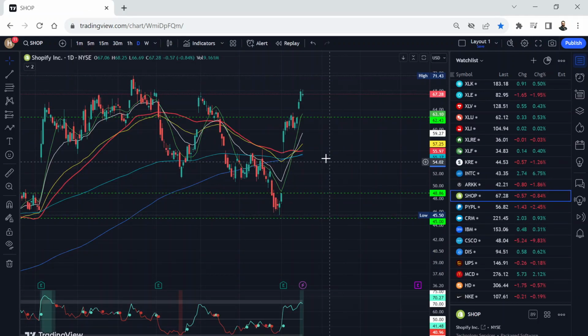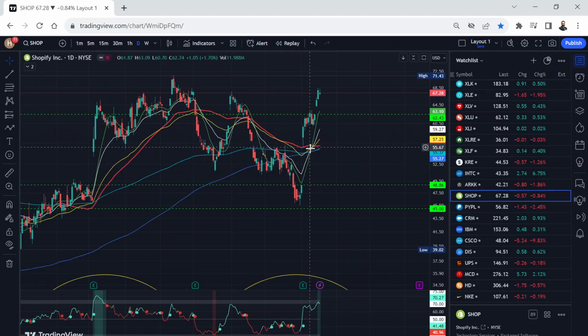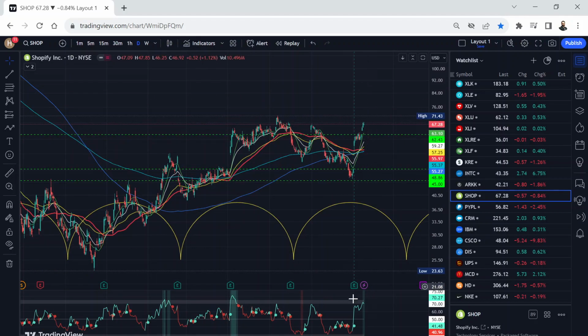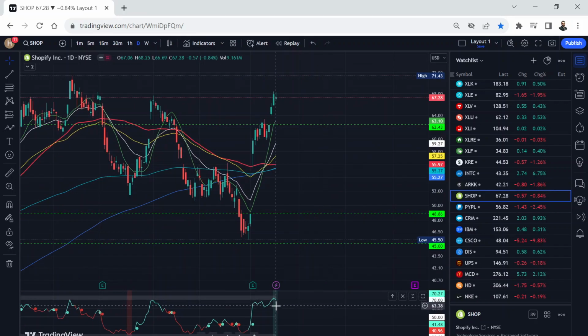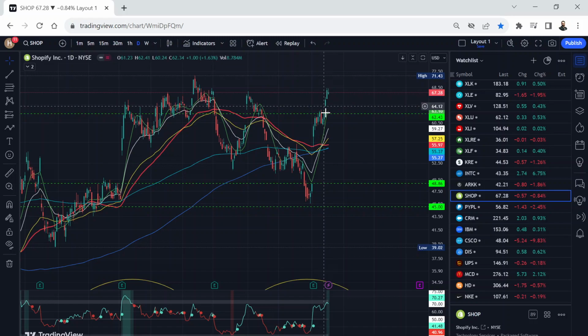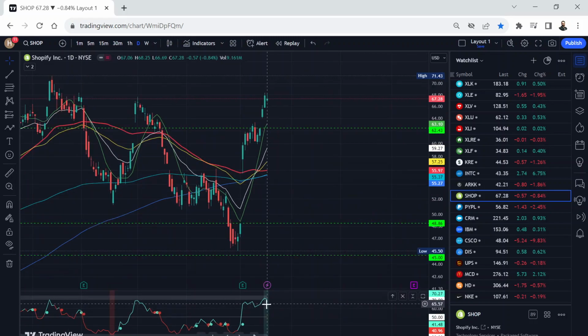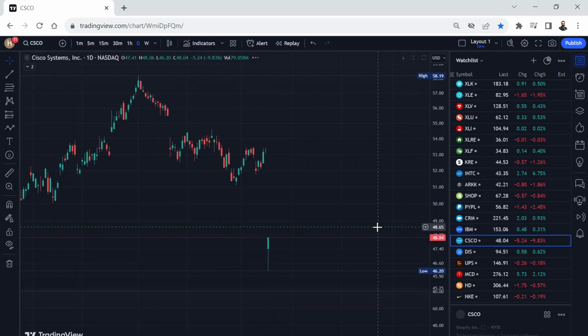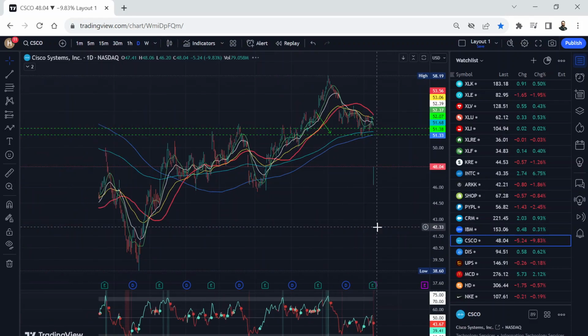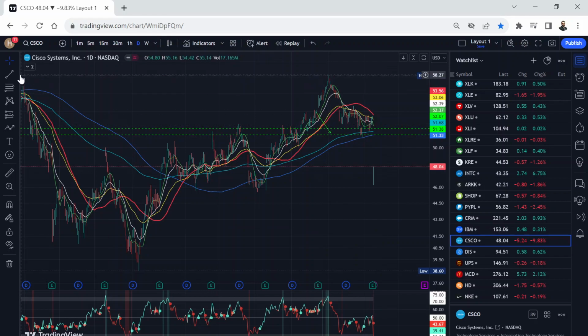Shopify, nothing changed. Price above all moving averages. Looking for new high, next target, no divergence on RSI. Okay, so starting to become a little bit oversold. Overbought here, so look to sell and take profits. Cisco down 10%. Let's look at Cisco.